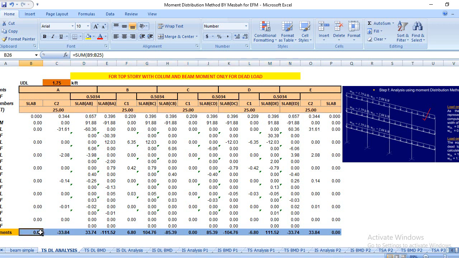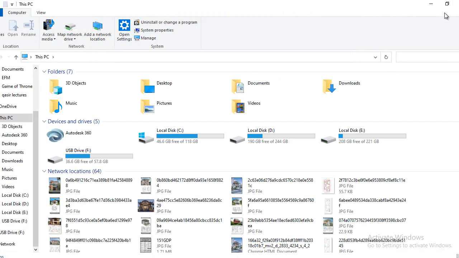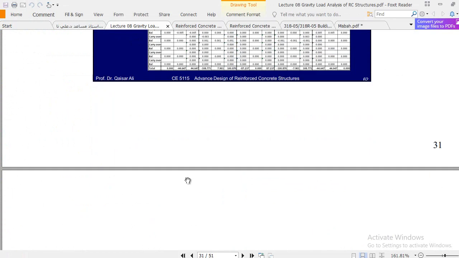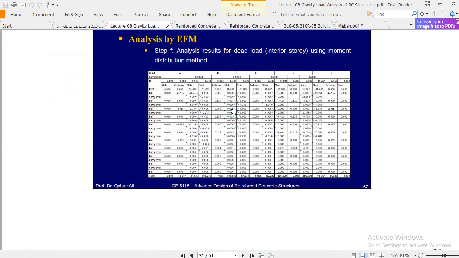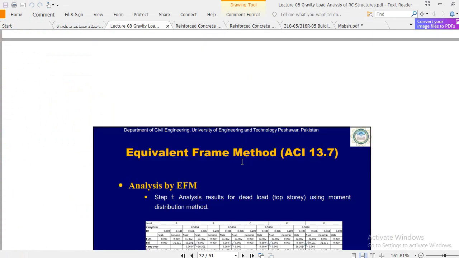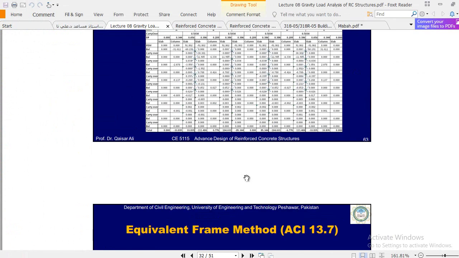Now these moments which we got here, these are the support moments, remember these are the fixed end moments, we can say, at the supports, okay. Now what we have to do, we have to find out the positive moments, okay, at the mid span. Now as you see in this lecture, they basically draw this table for interior story and then for top story.